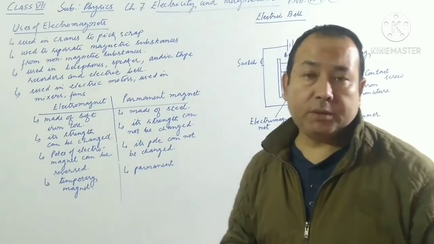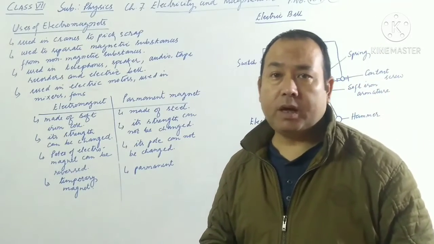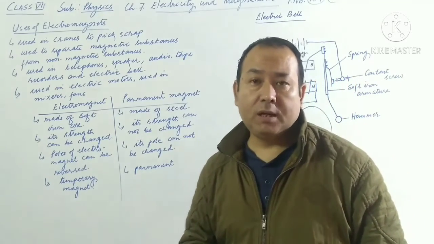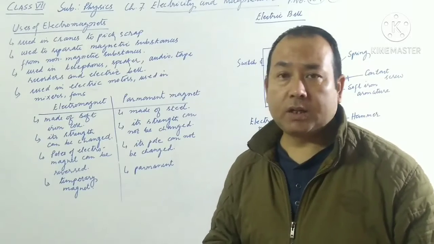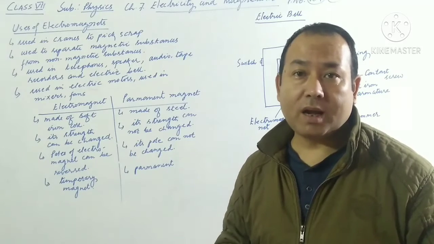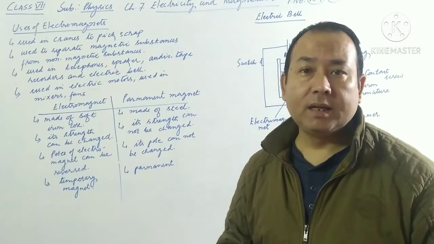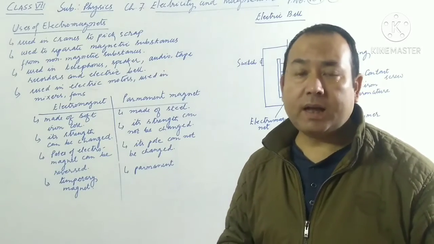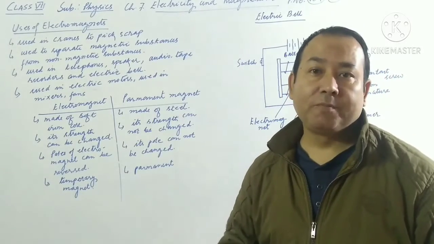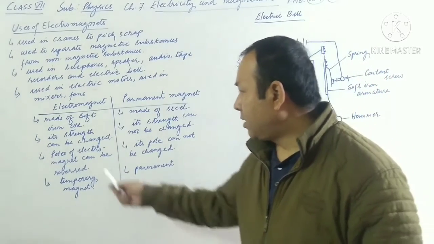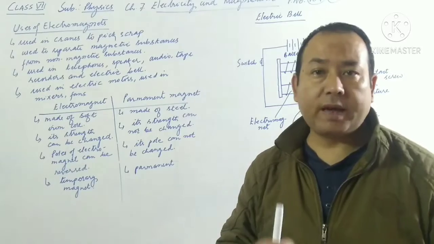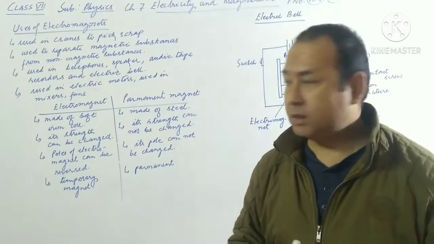Then let us differentiate between electromagnet and permanent magnet. Electromagnets are mostly made of soft iron. Permanent magnets are mostly made of steel. The second point of difference is that the strength of an electromagnet can be increased or decreased by changing the strength of the electric current that flows through it, but the strength of a permanent magnet cannot be changed at all. The next point is that the poles of an electromagnet can be reversed by changing the direction of electric current, but a permanent magnet's poles cannot be changed. They always remain the same.